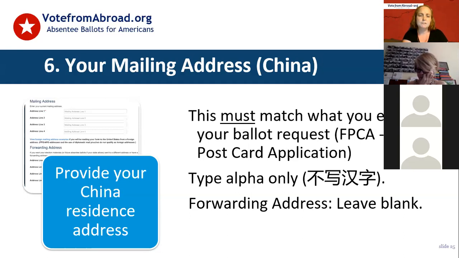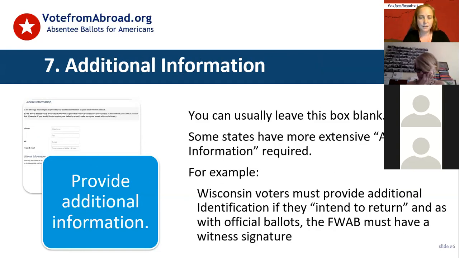For the forwarding address, you can leave this blank. There's no circumstance where we're providing enough information of our China residents to actually be a mailing address. Additional information is where things might be very different depending on which state you are voting in. This can be left entirely blank for most folks, but some states request certain information, and the form will give you this information. You don't have to magically know it. But for Wisconsin voters, for example, it's going to prompt you to provide additional identification if you intend to return to the United States. They also require a witness signature with their official ballot, which is the same case with your backup ballot. Remember, you're treating these the same.